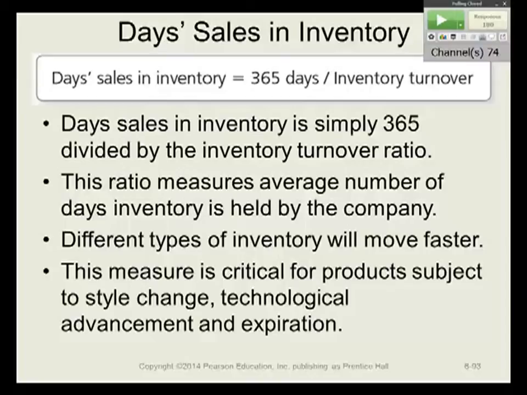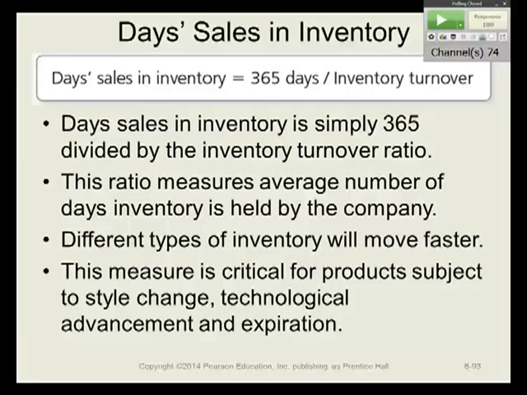Now the average inventory is beginning plus ending divided by 2. So that's my average balance. And I'll explain why we do an average in a second. Right, so that means I turn over my inventory 20 times per year.